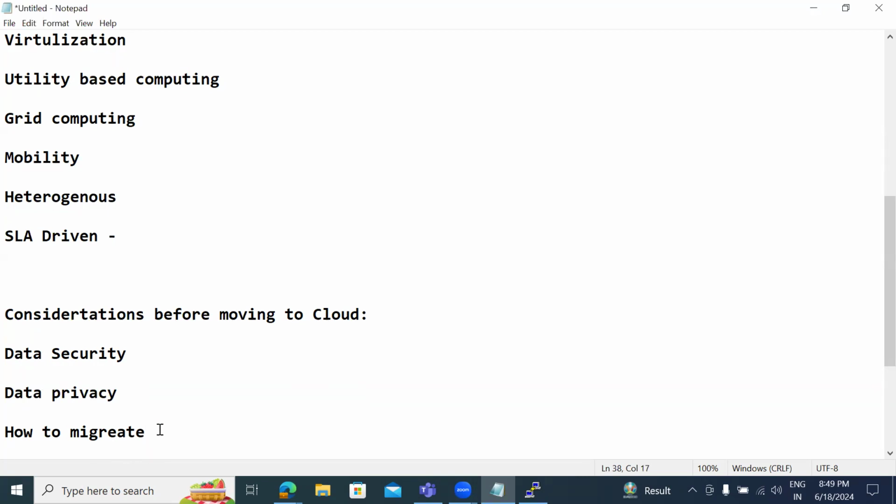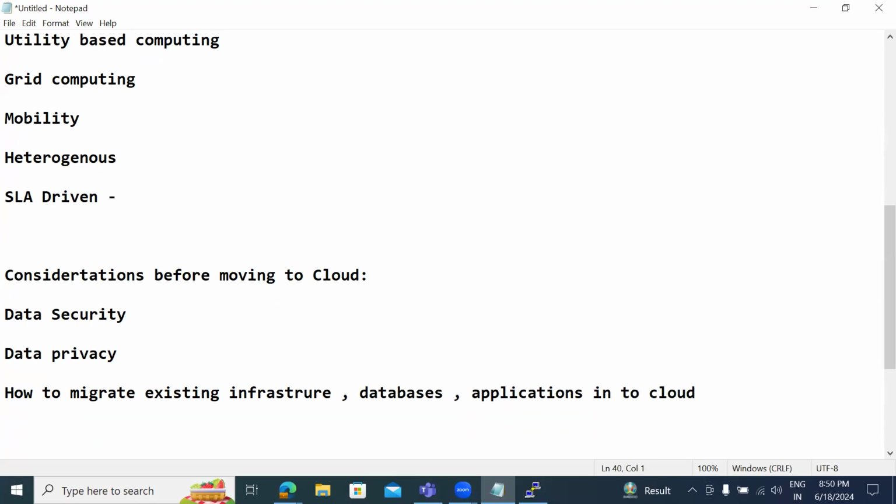Here, how to migrate existing infrastructure or databases or applications into cloud. So one of the major challenges existing companies will face is they already have huge infrastructures, platforms, applications. How can they migrate them to cloud? This is the major doubt a lot of companies will get.